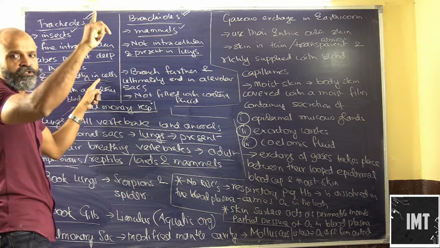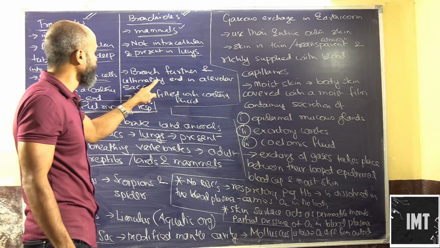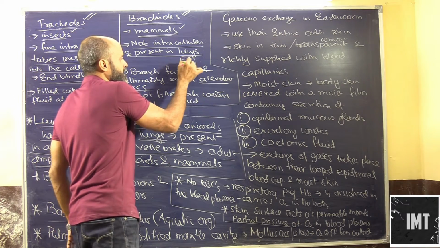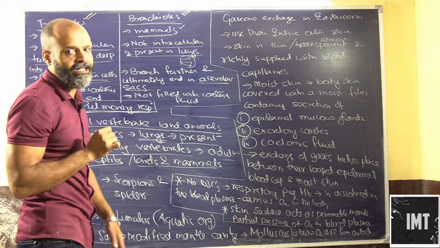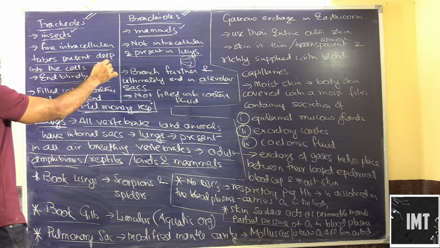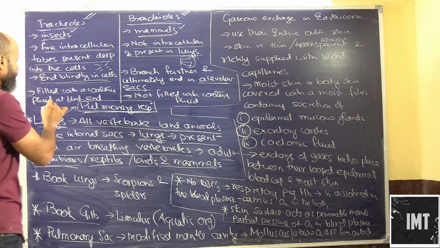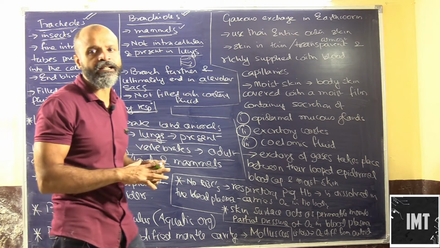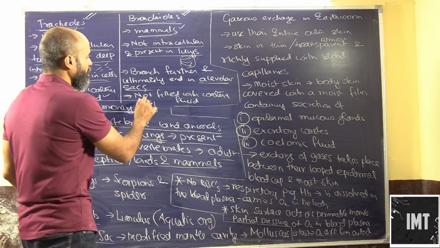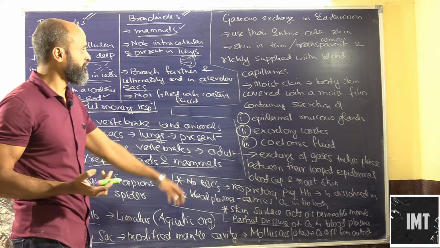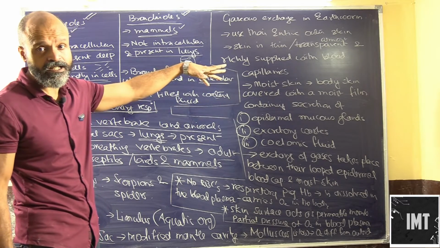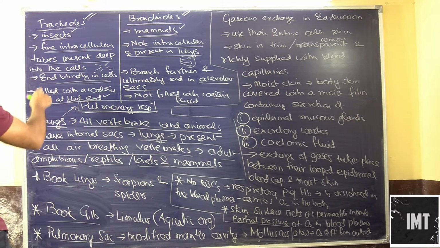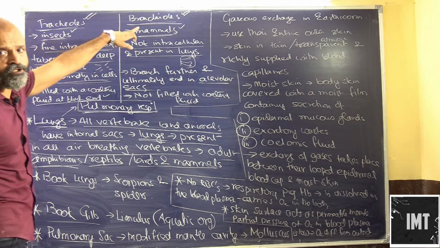Tracheoles are distributed throughout the body, branch further and ultimately end in the cells, whereas bronchioles branch out and end in alveolar sacs, as we know that in lungs we have alveolar sacs. Tracheoles are filled with watery fluid at the blind end, because fluid basically increases the absorption. Bronchioles are not filled with any kind of watery fluid. In fact, if watery fluid gets filled in our lungs, then mucus congestion will start. So this is basically the difference between tracheoles and bronchioles.